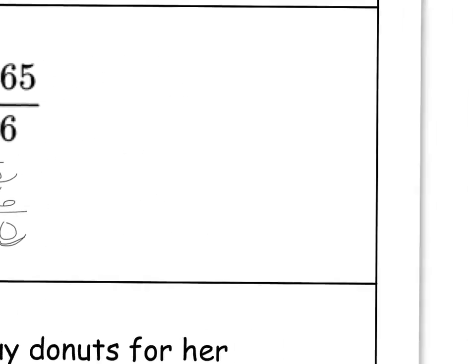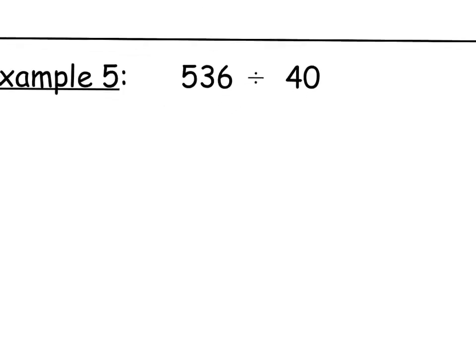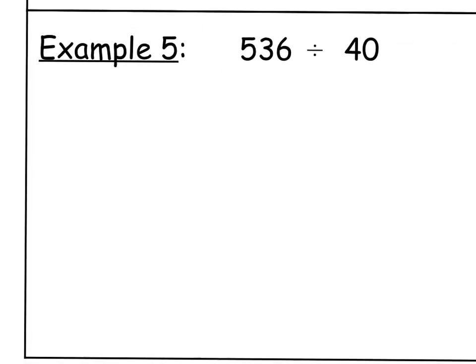Example number 5. All right. We've got 536 divided by 40. So 536 is in my box. 40 is outside my box. You want to add a decimal at the end of the dividend and put the decimal straight up. How many times does 40 go into 5? It can't. 40 into 53 once.